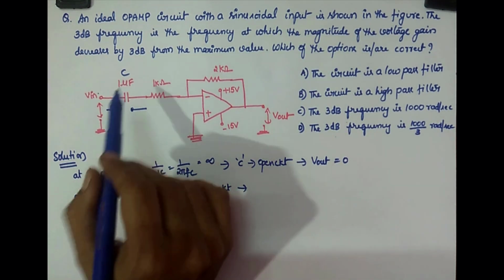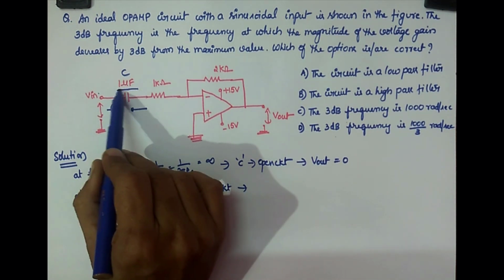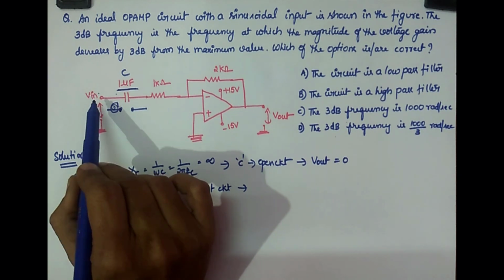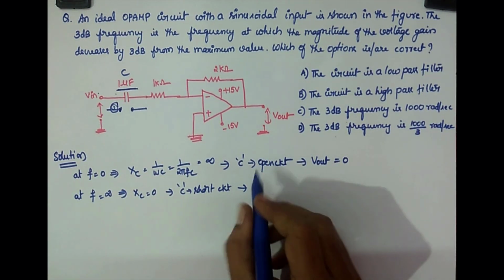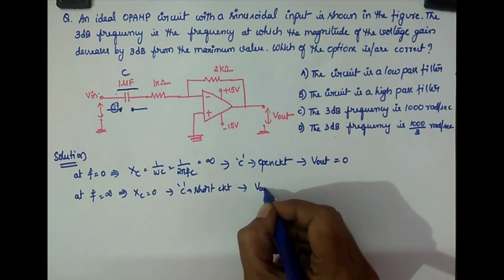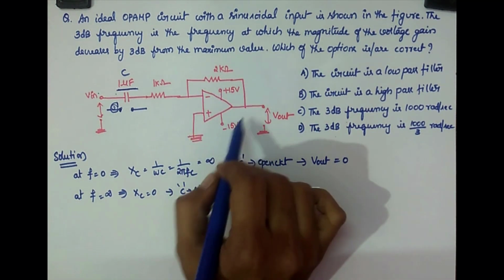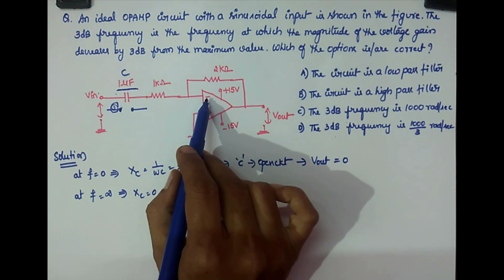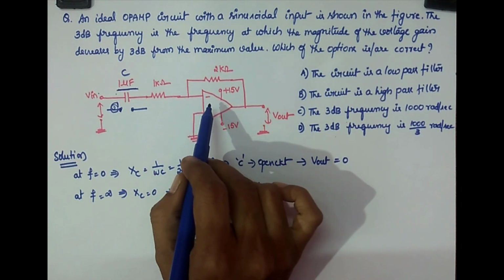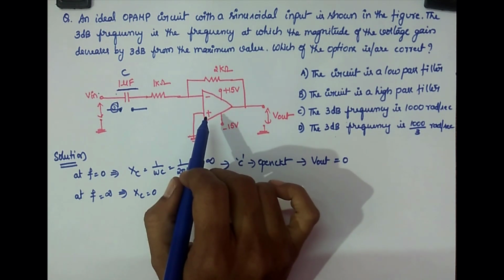So, okay, what will happen if it gets short circuit? If this is short circuit, then the total Vin goes into the circuit and you're going to get output. Okay, so what is V out now? If you see the circuit, it is an inverting amplifier because the signal is given at the inverting terminal. And we know the inverting amplifier output is minus RF by R1 into Vin.